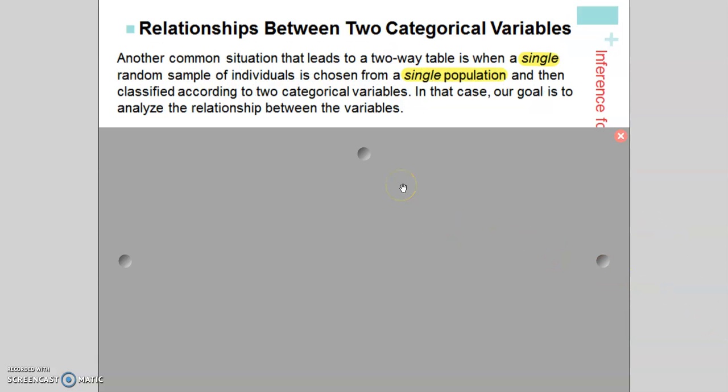All right, let's move on though, and we're going to look at another type of chi-squared test. Another common situation that leads us to a 2-way table is a single random sample of individuals from a single population.